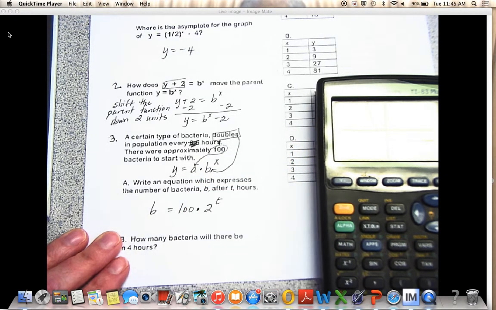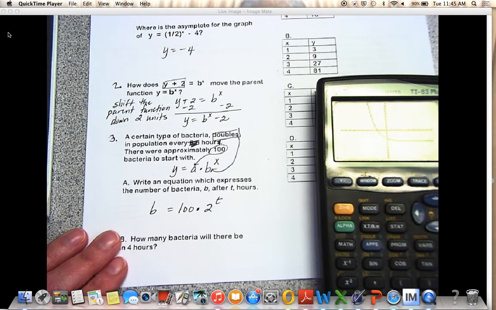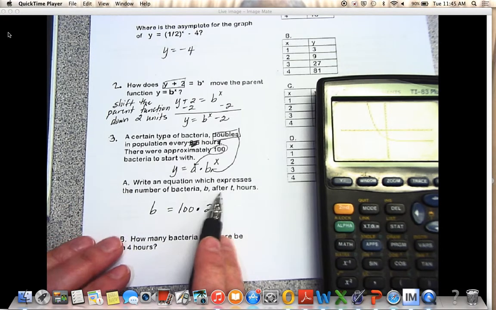Told you what your base was with that X on it. Why would it be B instead of Y over there? Right here it says the number of bacteria B after T hours. They just specifically asked to use B and T.